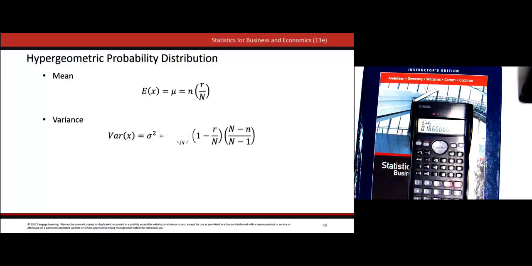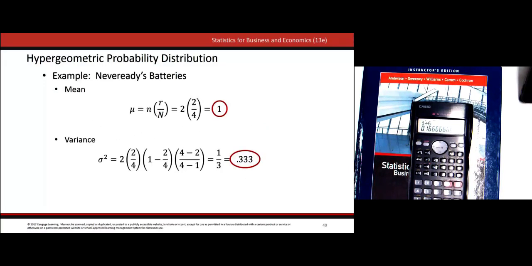This is the mean and variance of the hypergeometric probability distribution. So we discussed random variables, discrete and continuous random variables, how to calculate the expected value and variance of a discrete random variable, discrete probability distributions, and we will discuss some commonly used discrete probability distributions like binomial, Poisson, and hypergeometric.